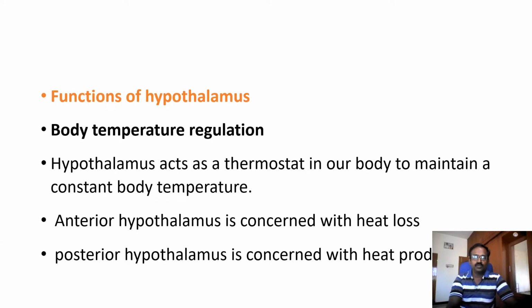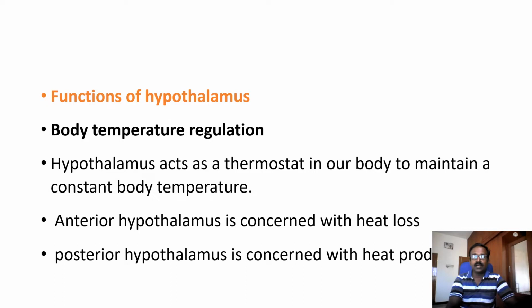First important function, body temperature regulation. The hypothalamus acts as a thermostat in our body to maintain a constant body temperature. A thermostat is a device that detects the temperature to maintain the body temperature. So in our body, the hypothalamus acts as the thermostat.